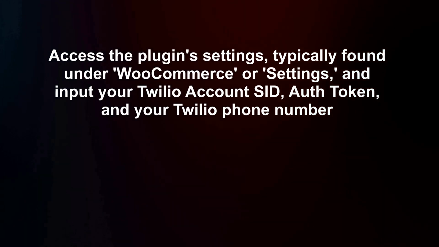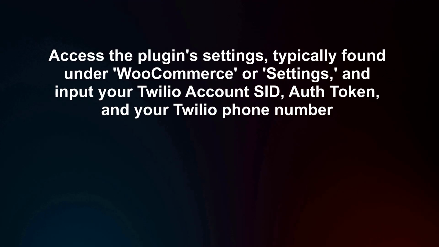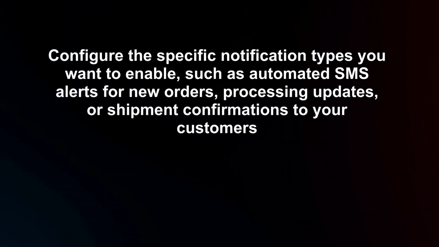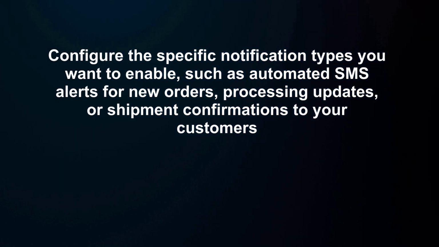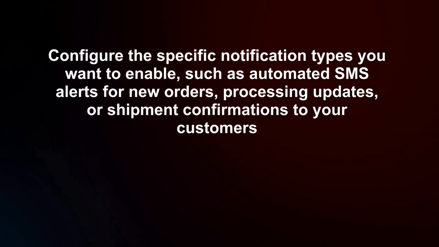Access the plugin settings, typically found under WooCommerce or Settings, and input your Twilio account SID, auth token, and your Twilio phone number. Configure the specific notification types you want to enable, such as automated SMS alerts for new orders, processing updates, or shipment confirmations to your customers.